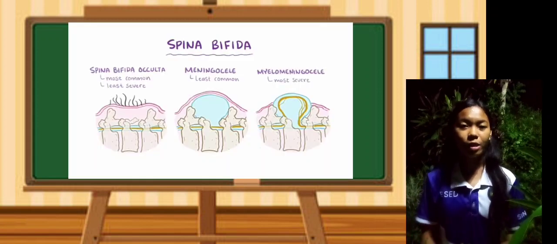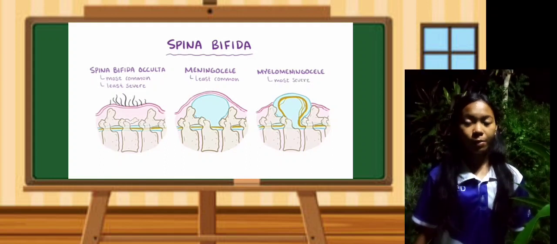The first one is spina bifida occulta, or SBO. This is the most common and mildest form of the defect. Many people don't even know they have it, so occulta means hidden in Latin. Here, the spinal cord and nerves are usually fine, but there might be a small gap in the spine.